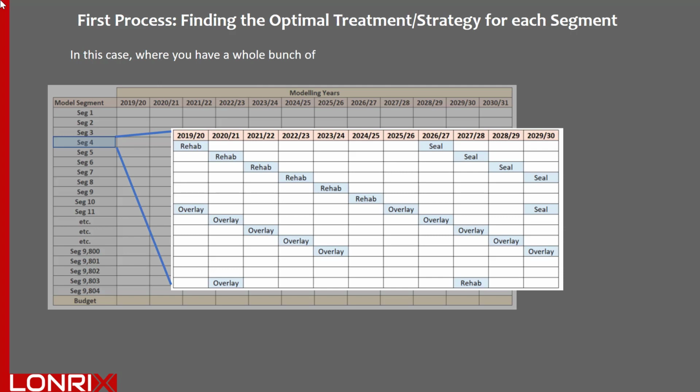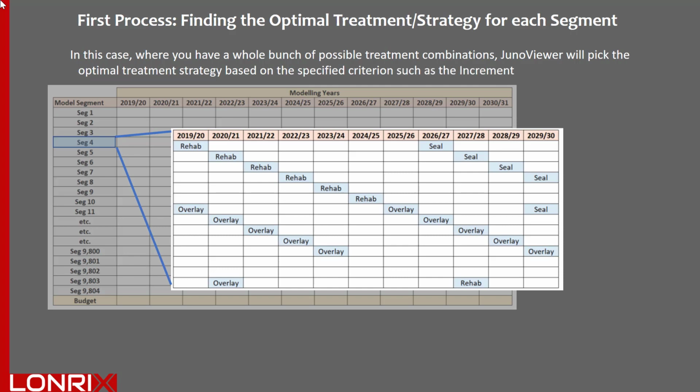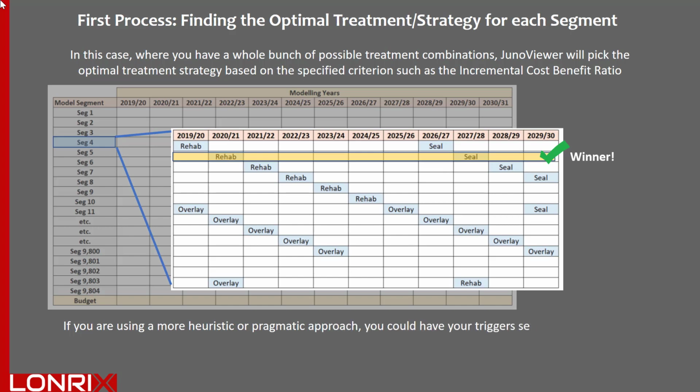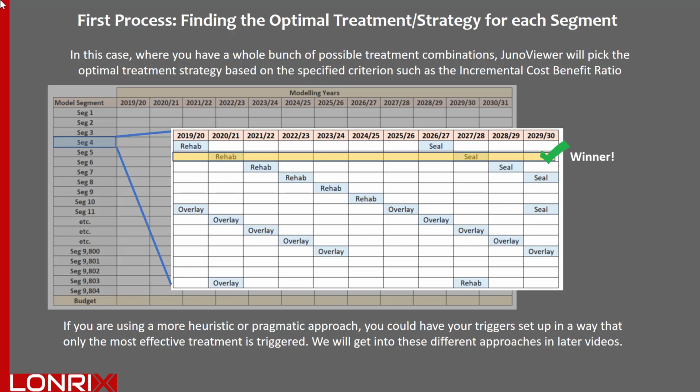In this case, where you have a whole bunch of possible treatment combinations, JunoViewer will pick the optimal treatment strategy based on the specified criterion such as the incremental cost-benefit ratio. If you are using a more heuristic or pragmatic approach, you could have your trigger set up in a way that only the most cost-effective treatment is triggered. We will get into these two different approaches in later videos.